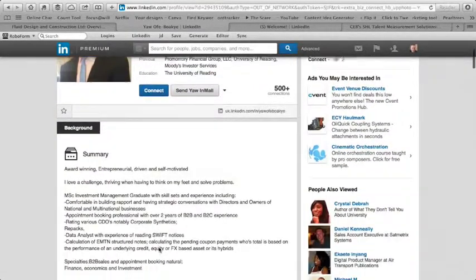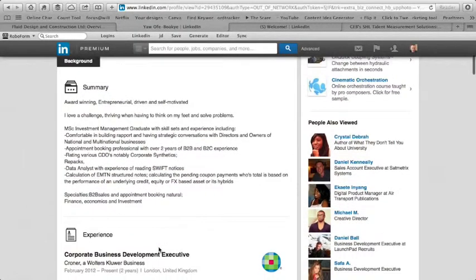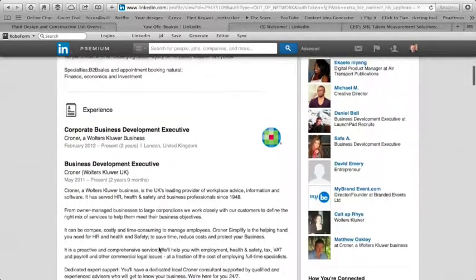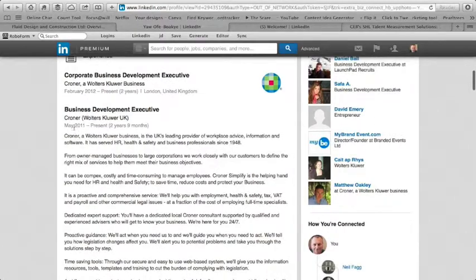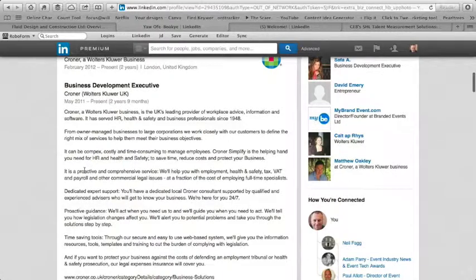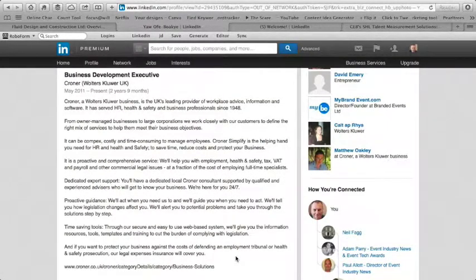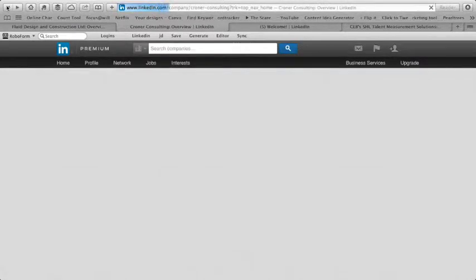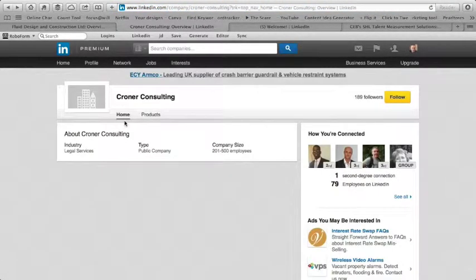So we have to travel down the page a bit, and there's a little bit about Yor himself there, which is fair enough. It isn't until we get down to here that you find that Krona is a proactive and comprehensive service that is the UK's leading provider of workplace advice, information, and software. It's served the HR, health and safety, and business professionals since 1948, which makes you wonder why they didn't put that here and link back to their websites and various things.